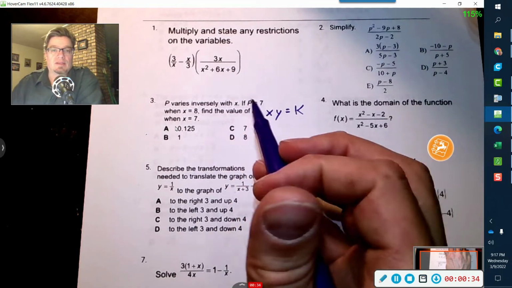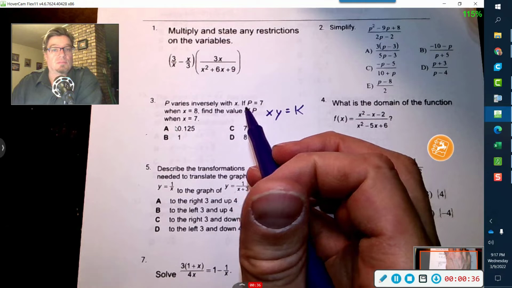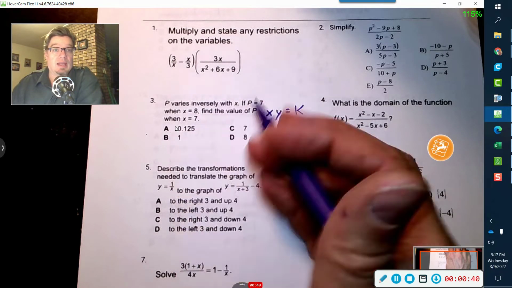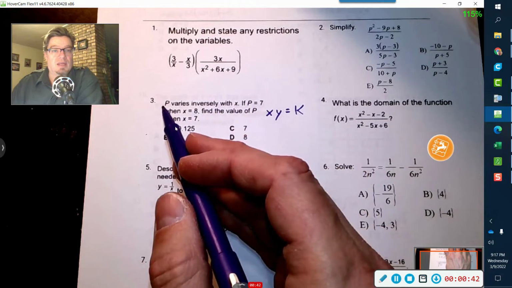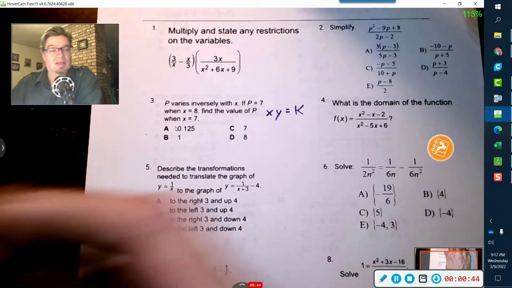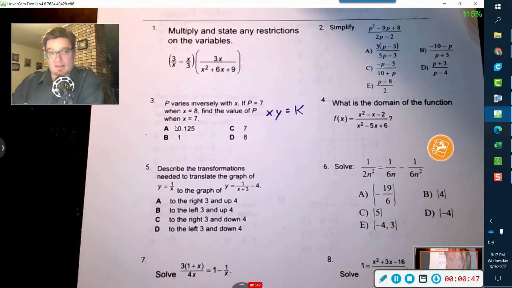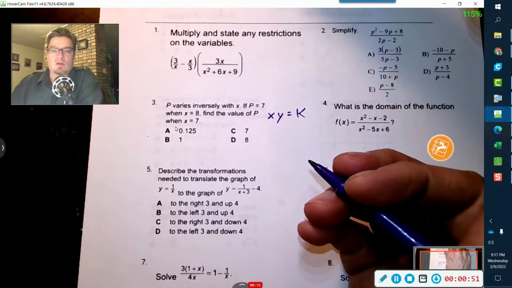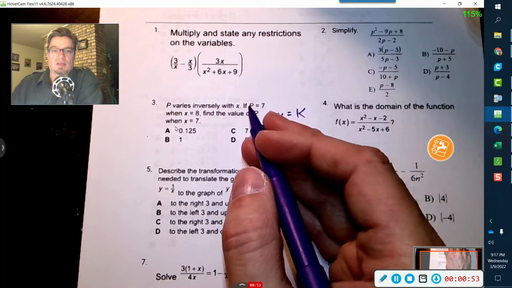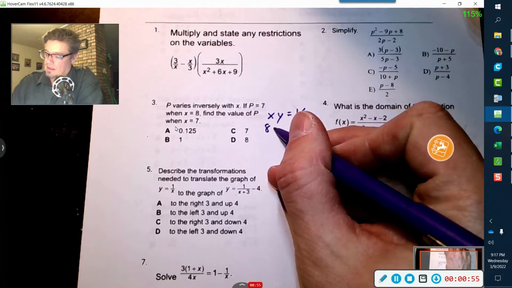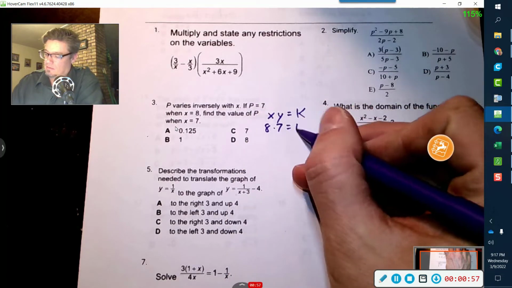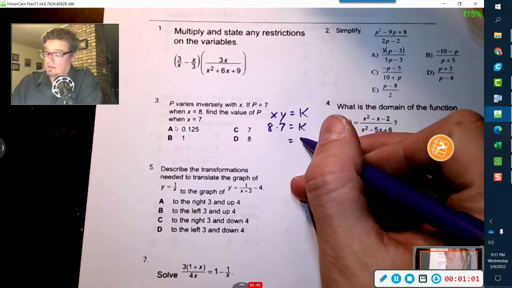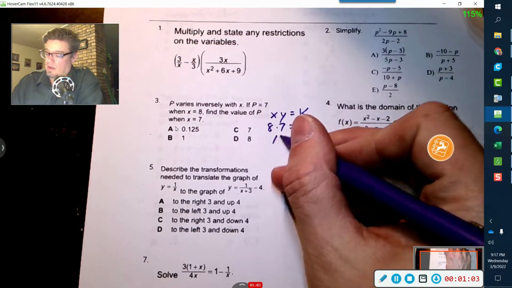Now, in this case, what you were given was the p value when x is 8. So what you're really saying is that p is the y value. It's the effect of what x is doing, right? It's the dependent variable. And so what we're really saying here is that when x is 8, p is 7. So it looks like our k is actually going to be 56. Okay, so k equals 56.